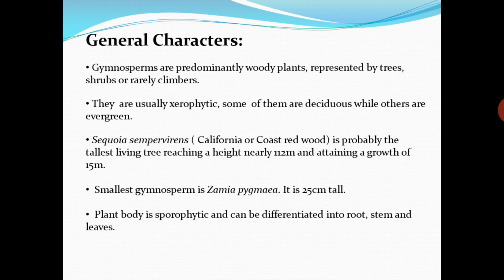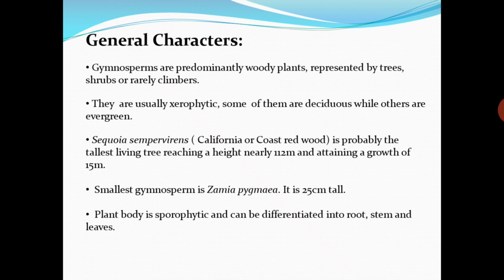What are the main important characters of gymnosperms? Gymnosperms are predominantly woody plants represented by trees, shrubs or rarely climbers. Almost all are shrubs and trees, but rarely climbers, and they are woody plants. They are usually xerophytic. Some of them are deciduous while others are evergreen. Some are present in deciduous regions, but almost all are present in evergreen regions, and they are xerophytic.